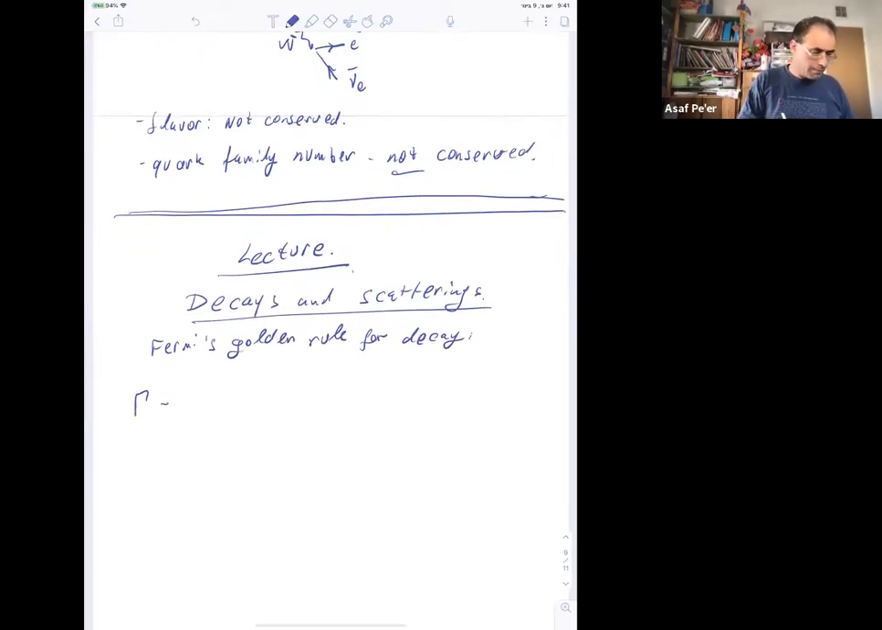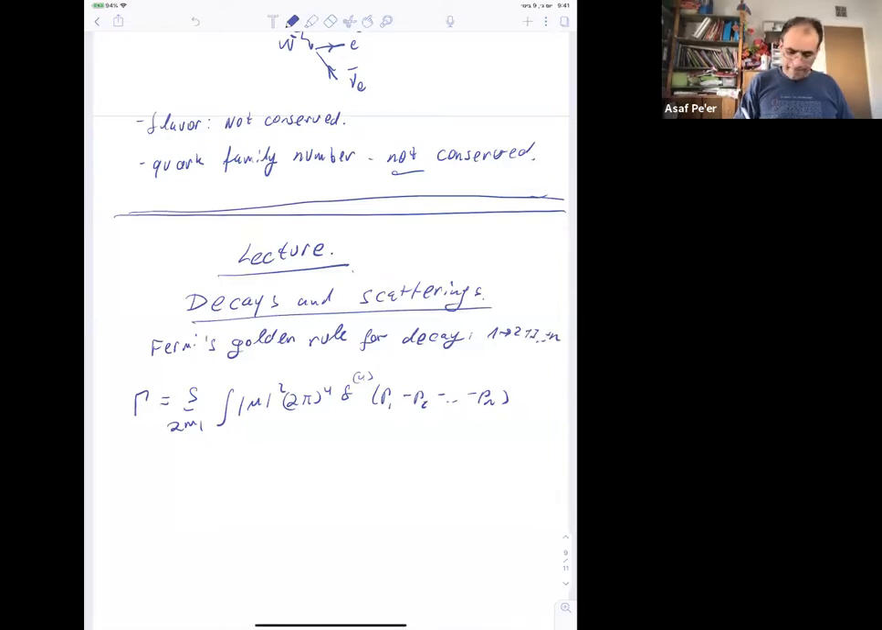Right, gamma is S over 2m1, integral of |M|² (2π)⁴ δ⁴(p1 − p2 − ... − pn), right? And we have particle 1 decaying into particles 2, 3, ..., n, multiplied by the product from j equals 2 to n of 2π δ(pj² − mj²) θ(Ej) d⁴pj divided by (2π)⁴.